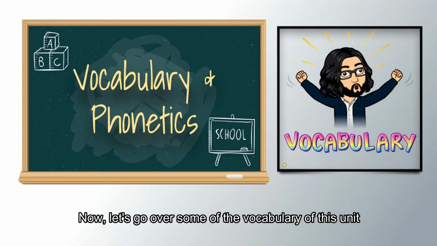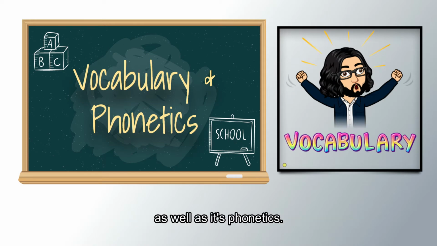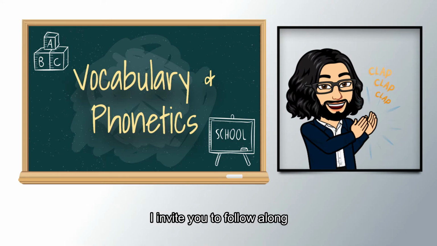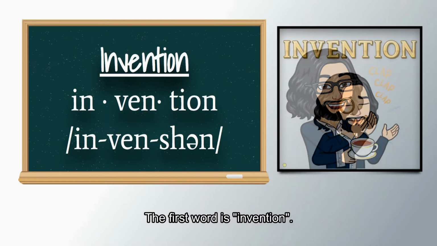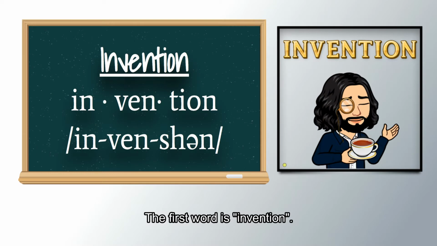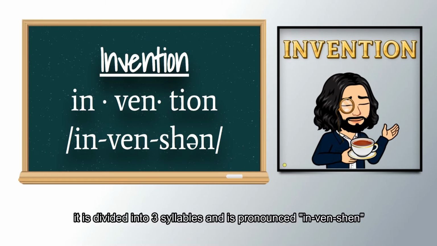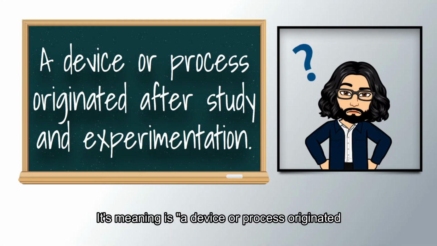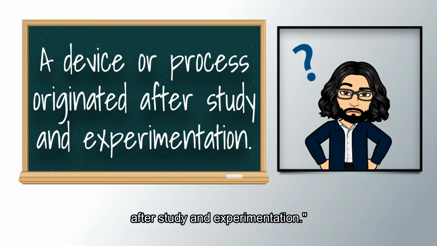Now, let's go over some of the vocabulary of this unit as well as its phonetics. I invite you to follow along and try to pronounce these words with me. The first word is invention. It is divided into 3 syllables and is pronounced invention. Its meaning is a device or process originated after study and experimentation.